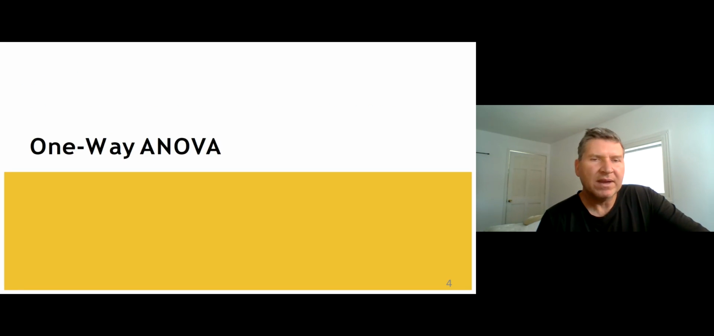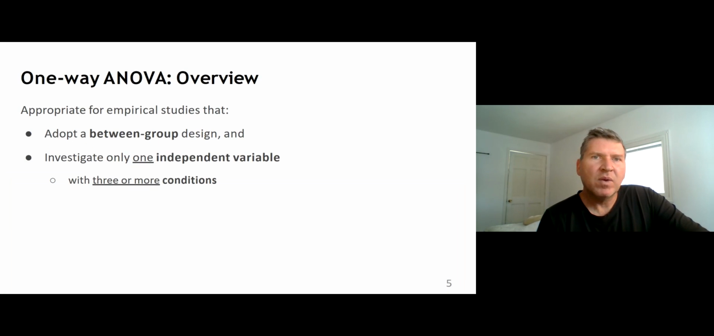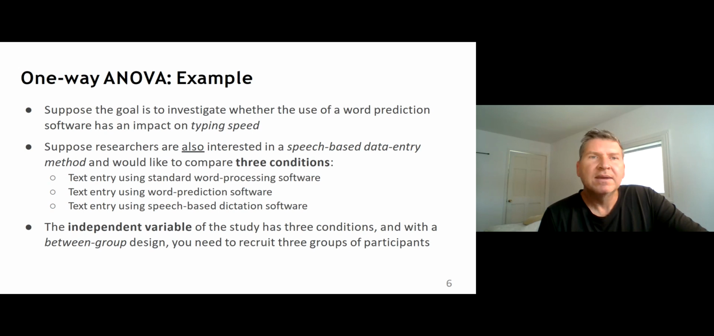First, let's talk about one-way ANOVA. So one-way ANOVA is good for studies that adopt a between-group design. Remember what a between-group design entails. And they only investigate one independent variable with three or more conditions. Let me ask you, what if we had one independent variable with two conditions? Would we use the ANOVA or could we use a t-test? T-test.